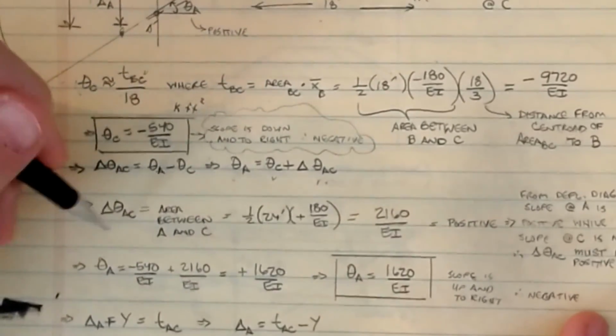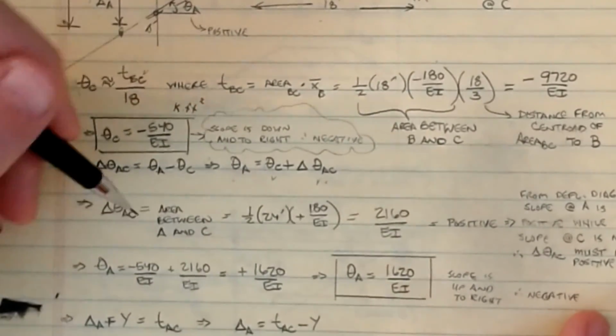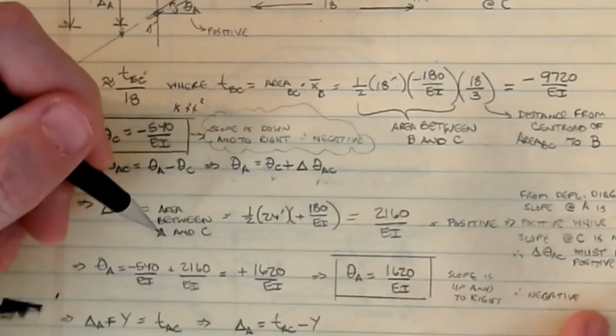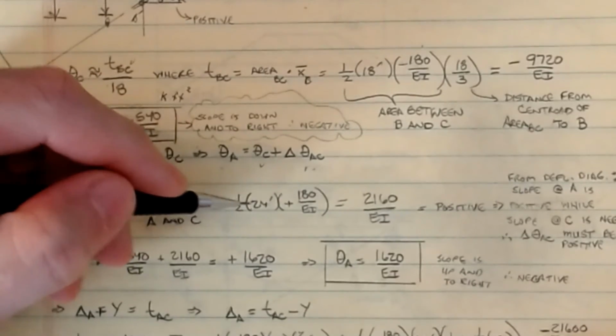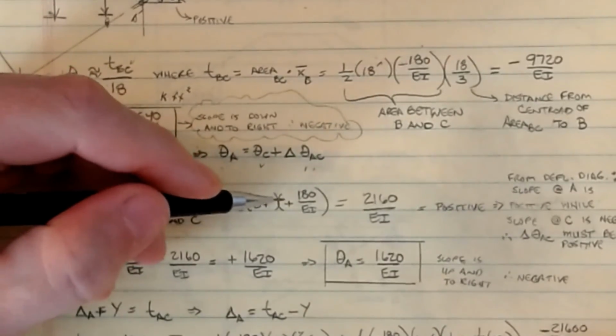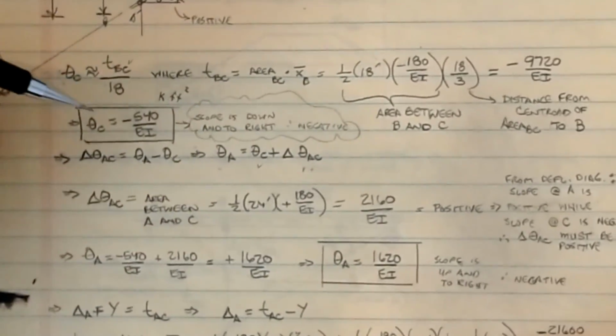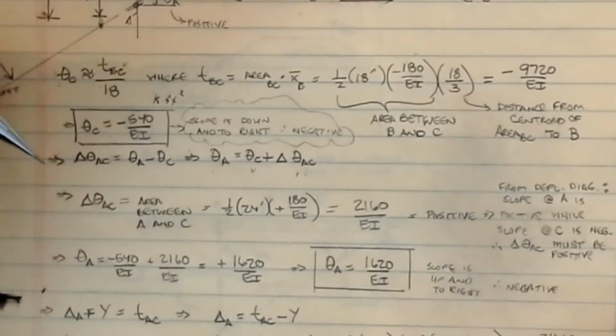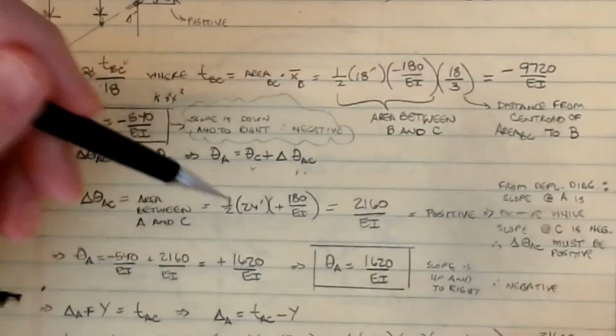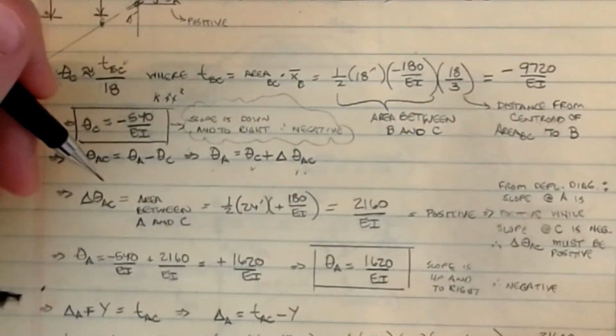So let's do it real quick. The change in angle between A and C is the area between A and C. This one, there's no moment arm on this one. It's just the area. So this is 1/2 of 24 feet times 180 over EI on this thing. And so my change in angle on this ends up being 2160 over EI for us in this particular case.